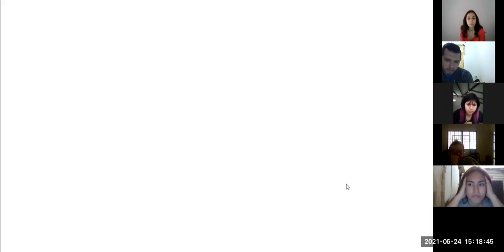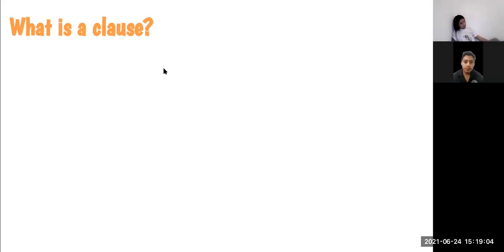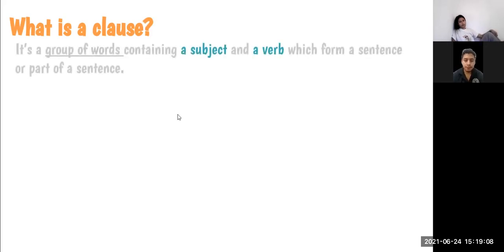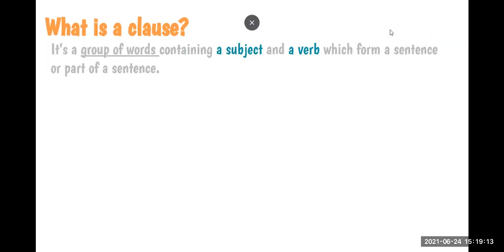Do you remember that we talked about clauses? What is a clause? Any ideas? What is a clause? No? Okay, Santa Claus, no. A clause is a group of words containing a subject and a verb, which form a sentence or part of a sentence. So it's similar to a sentence.